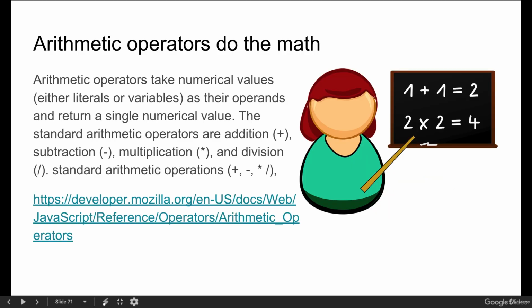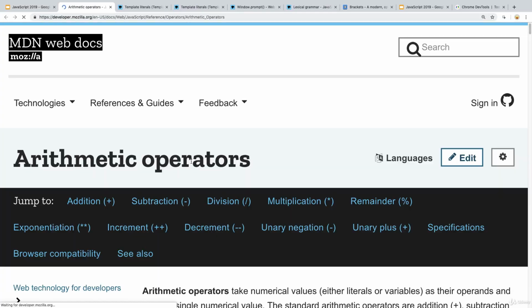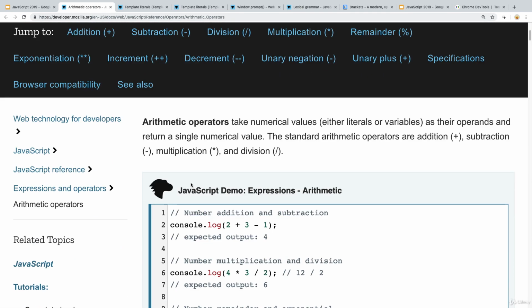So if you remember from high school or public school that there is an order when you are adding, subtracting, multiplying, or dividing. So there's a standard order of operations. And if we want to change around that order, then we need to wrap it with brackets. And there's more information available about arithmetic operators at the Mozilla Developer Network.